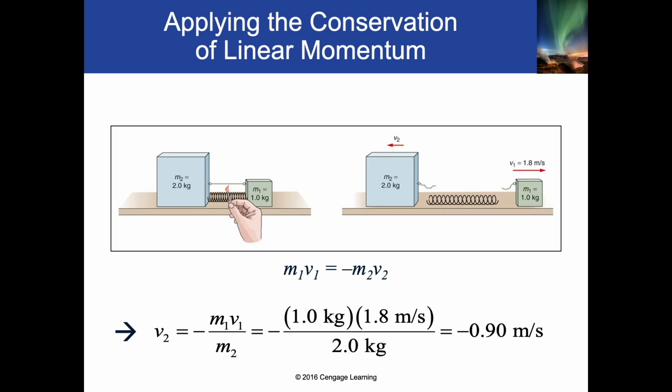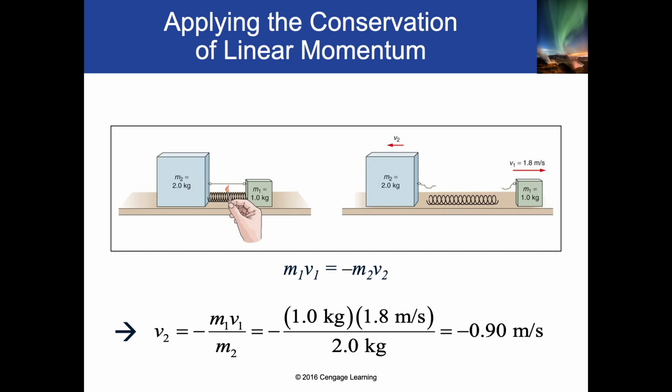Right? Do you see that relationship there? Mass 1 was 1 kilogram. It had a velocity of 1.8 meters per second. But then mass 2 was twice the mass of mass 1, at 2 kilograms, and its velocity was half, right? So does that make sense? The kind of relationship you see there, right? Cool stuff.